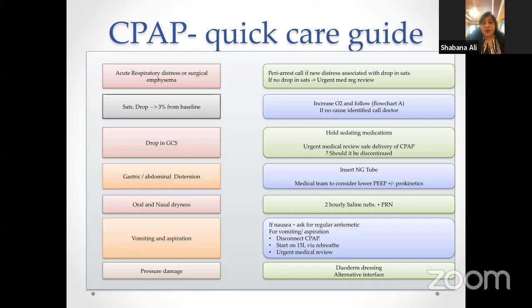We may have to give 2-hourly saline nebulizers or PRN, because as we mentioned, the nose gets so dry. So we may have to use a saline nebulizer for that. And if the patient is complaining of nausea, you can ask for antiemetics for vomiting. And if nothing is helping, just disconnect the CPAP and start on a 15-liter non-rebreather, and get back to the doctor to see if the patient may need some higher level of oxygenation to preserve functioning. Next slide, please.